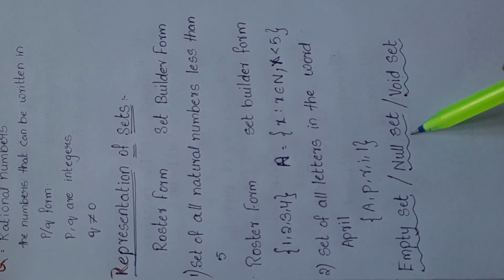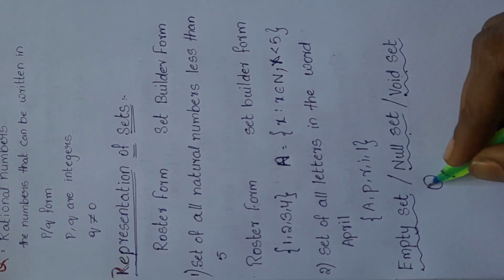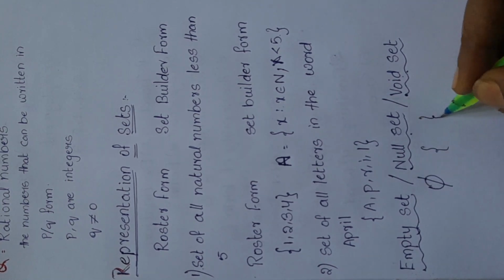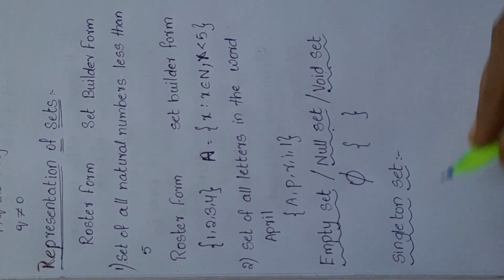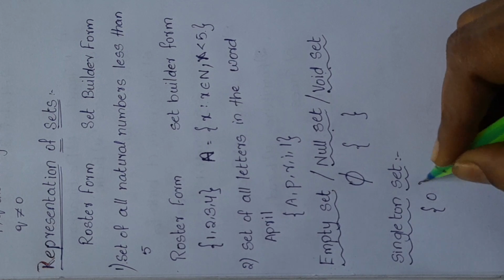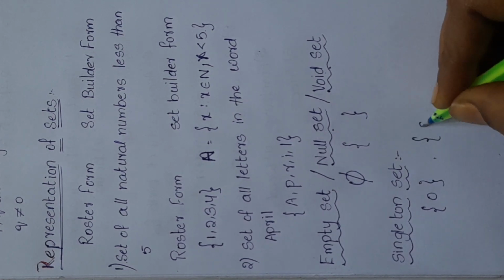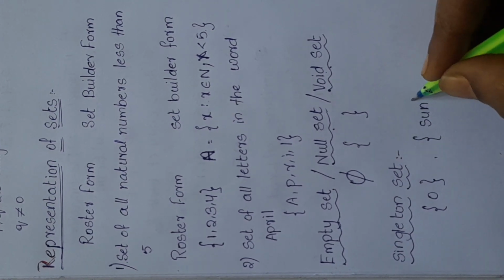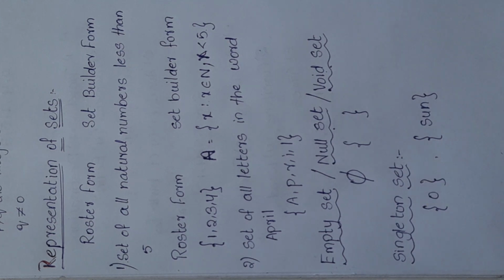Next point is the empty set or null set or void set. Here this set does not contain any element. So this is called the empty set. We denote it by this symbol or empty flower brackets. Singleton set. In this, the set contains only a single element, that is 0 or sun. Sun is only 1, so sun is a singleton set.